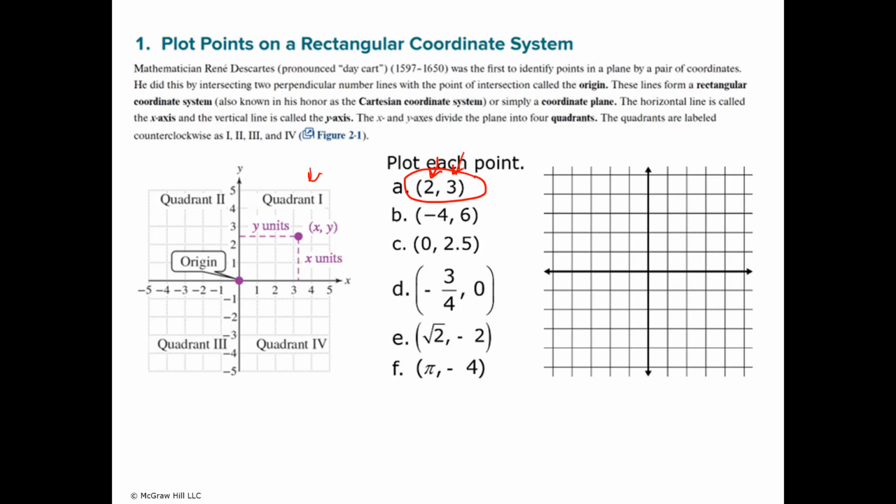and the second number is the y-coordinate. This number tells you how far right or left to go, and this number tells you how far up or down you go. So 2 to the right and 3 up is going to be right here. Negative 4, 6: you're going to start at (0, 0), and you're going to go 4 to the left and 6 up here somewhere. That's the basic idea. I think you get it. And so we'll move on.